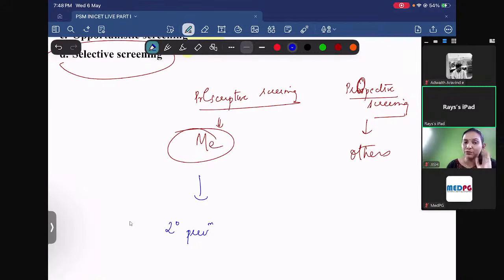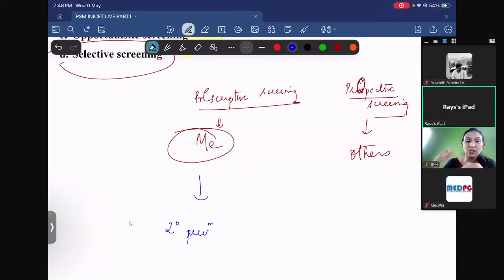S for S, screening for secondary. Why? Because screening is basically you are trying to find out disease in apparently normal people. The term is apparently normal. They are not normal. They look normal. They're apparently looking normal, but they have the disease already before you screen. But you're just picking up that disease so that you can give early diagnosis and treatment. That's all. That is screening. In simple words, that is prescriptive screening. This is an example of secondary prevention.